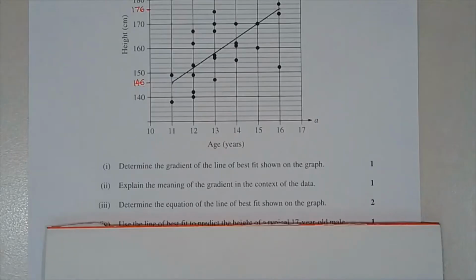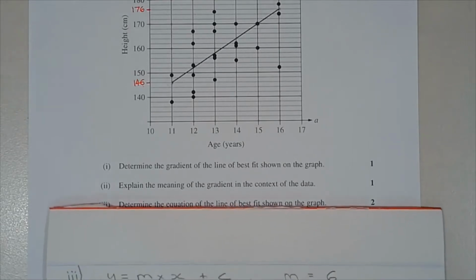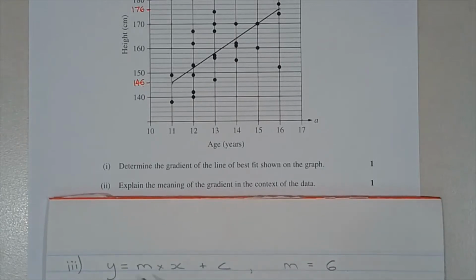Part 3. Determine the equation of the line of best fit shown on the graph. Now the line is in the form y equals mx plus c. That's the gradient intercept version of the line. So let's start off with that. Y equals m multiplied by x plus c. And we know that m equals 6, and we found that in part 1 earlier.